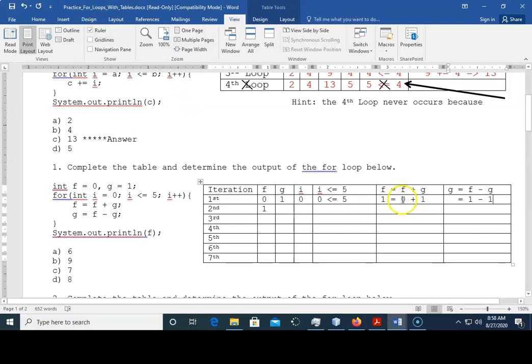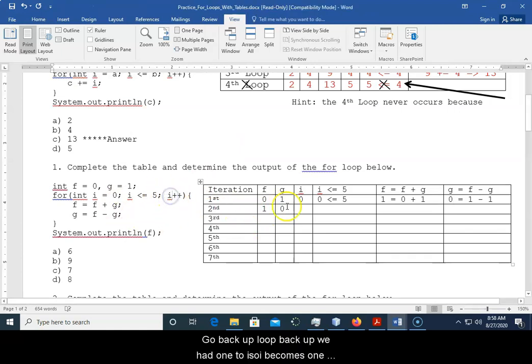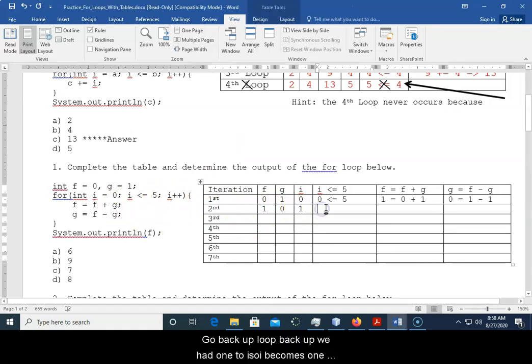Okay, so that could be a little confusing to you because this is changing right here, so I'm changing the value even though it's on the second iteration. But g is 1 right here, so 1 minus 1 is 0. So now g is 0. We loop back up, we add 1 to I, so I becomes 1. 1 is less than or equal to 5.